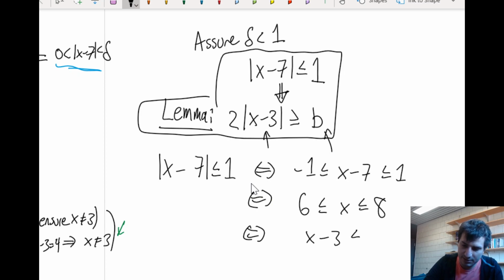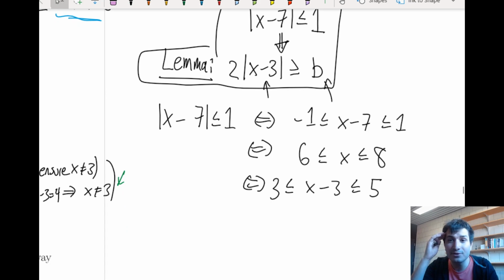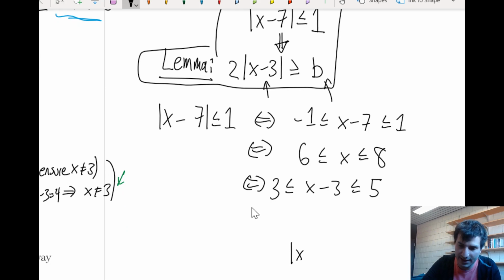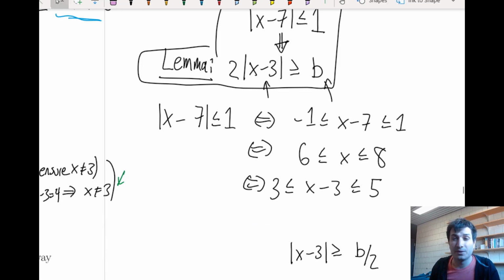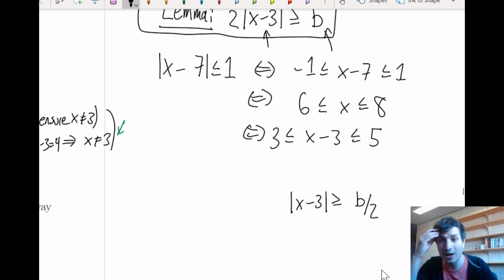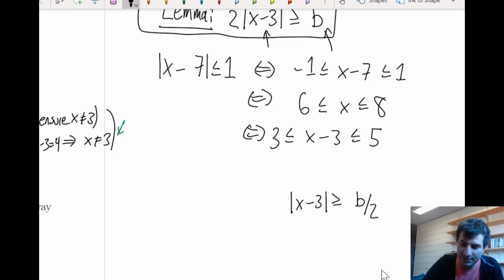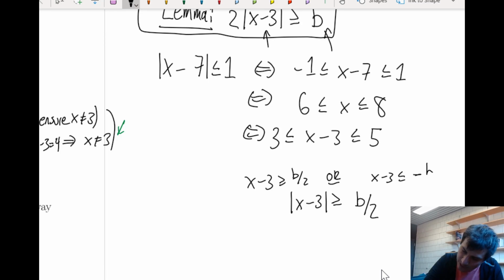So x minus 3 is less than 5 and greater than 3. Okay, and what we want is the absolute value of x minus 3 with a 2, is greater than b. Well, the 2 is silly because we just move that over and call that b over 2. And |x minus 3| bigger than b over 2, by the sandwich property, is saying that x minus 3 is bigger than b over 2, or x minus 3 is going to be less than negative b over 2.